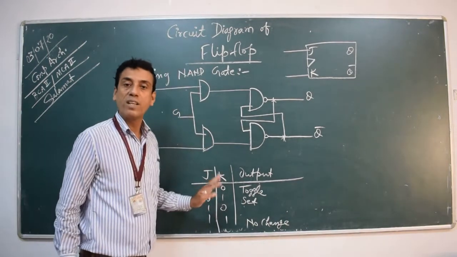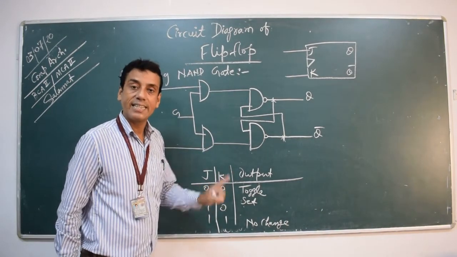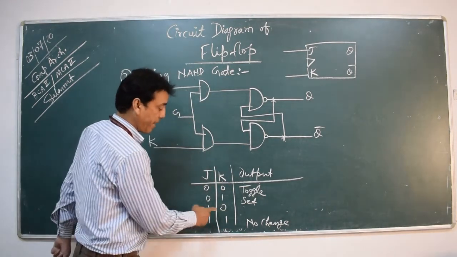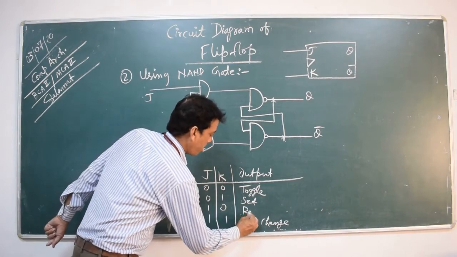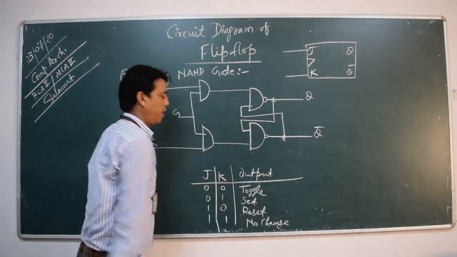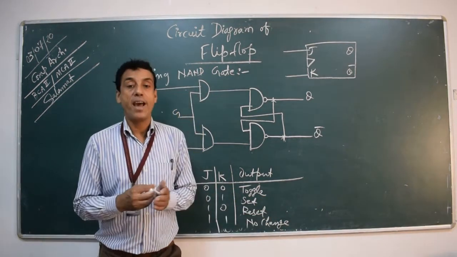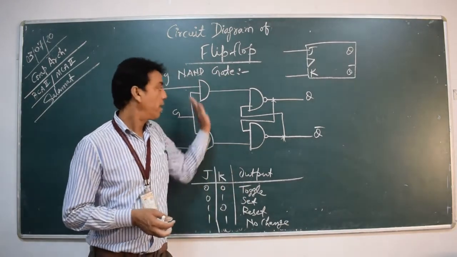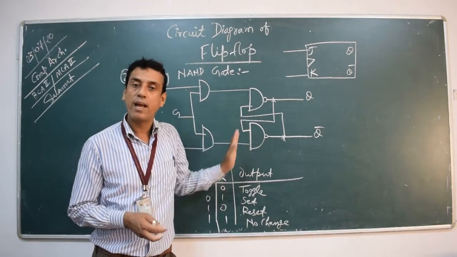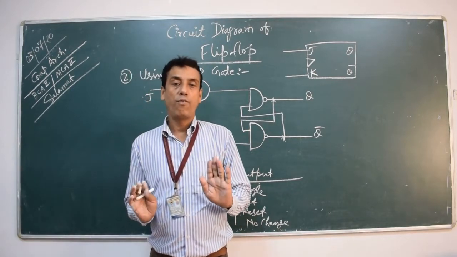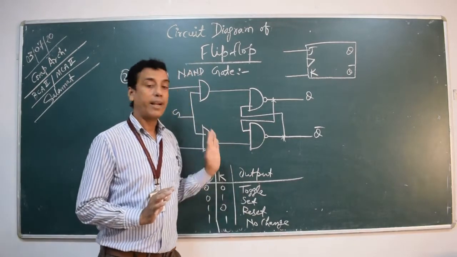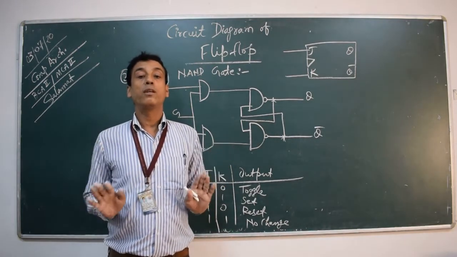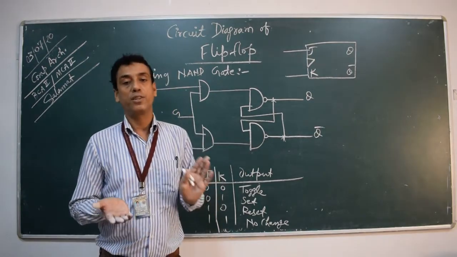Finally, 1, 0 was set state in the case of the last flip-flop, but here it is reset state. If you compare, you put the truth table of flip-flop using NOR gate and flip-flop using NAND gate, you will find the truth tables are totally opposite of each other.